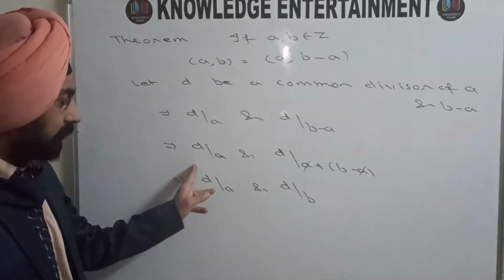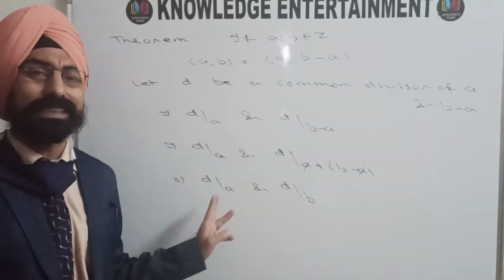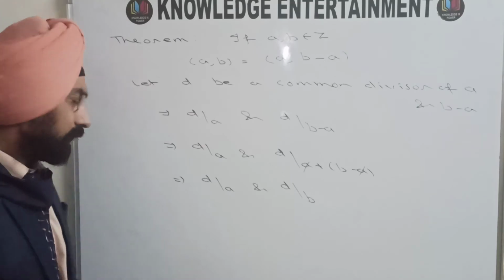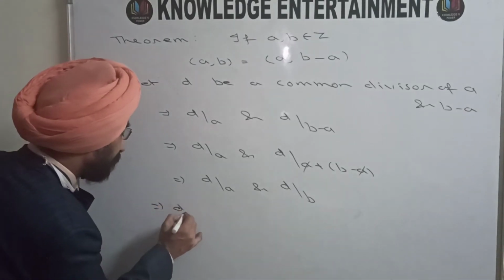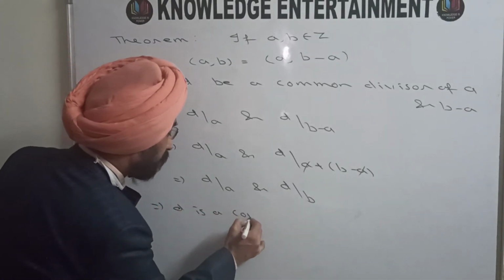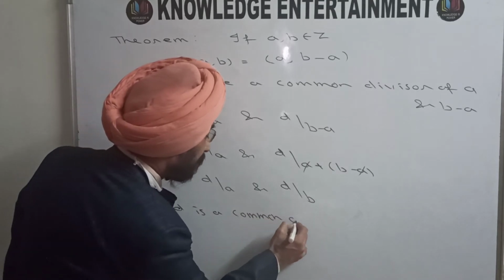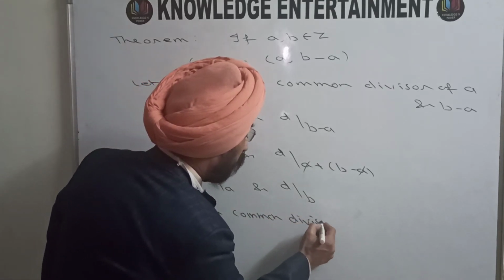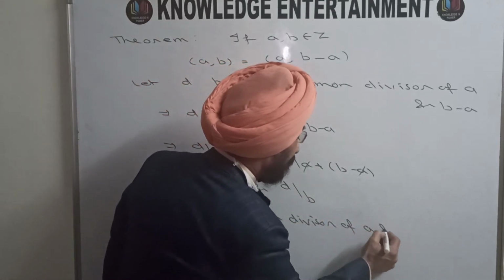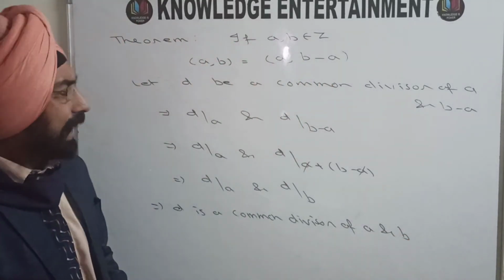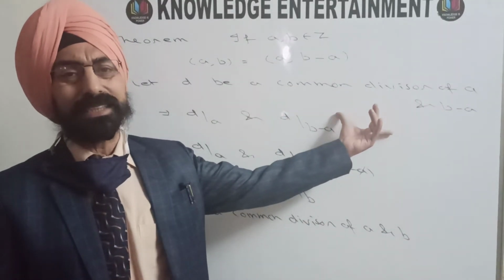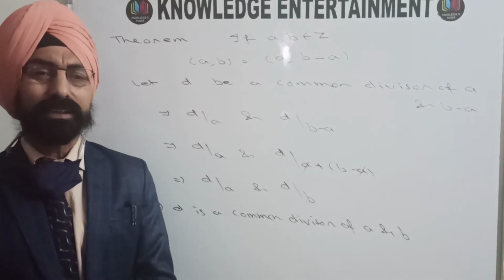So that means D is a divisor of A and D is a divisor of B. That means D is a common divisor of A and B. And that means every common divisor of A and B minus A is a common divisor of A and B.